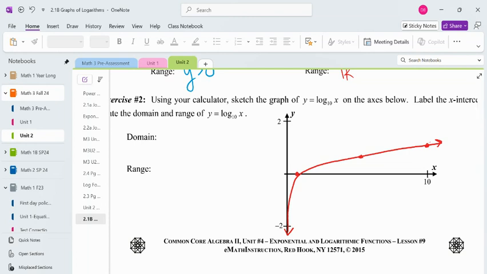So what do we know about our domain? Same as before, x has to be greater than 0. What do we know about our range? All real numbers.